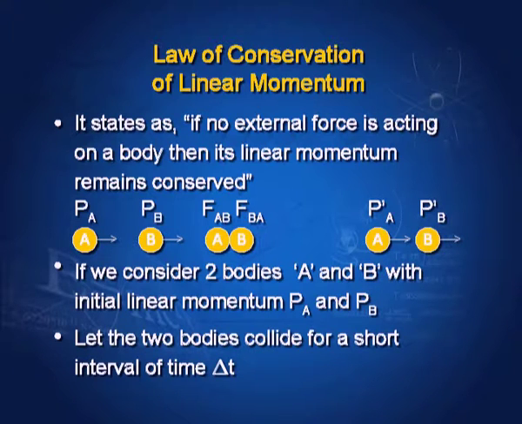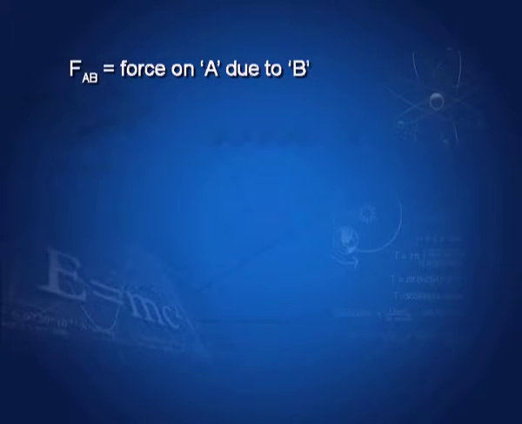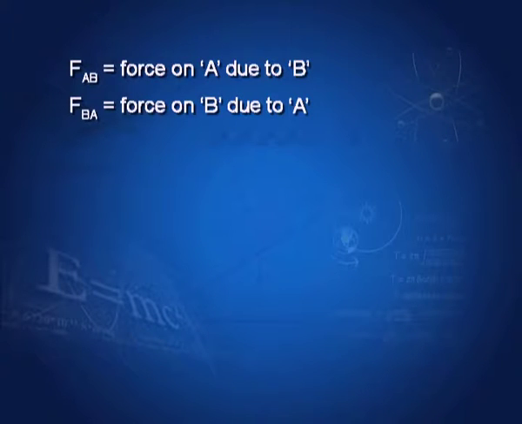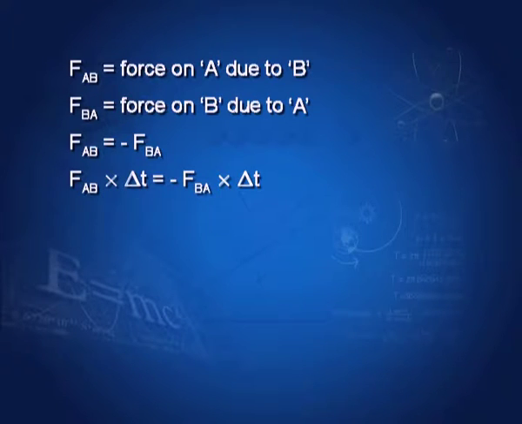Let the two bodies collide for a short interval of time delta t. If FAB equals the force on A due to B and FBA equals the force on B due to A, according to Newton's third law, FAB equals minus FBA. If we multiply both sides by the time interval delta t, then we get FAB into delta t equals minus FBA into delta t.